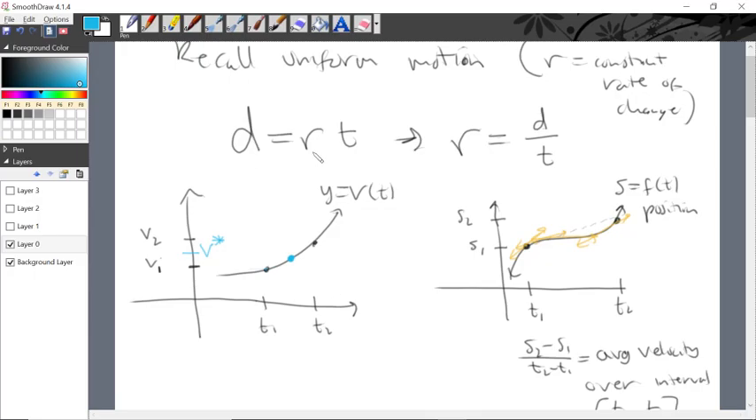Now, according to this formula right here, d is equal to r times t. If we take a velocity, which is the rate of change right here, and if we multiply it by the amount of time we are traveling at that velocity, we would get a distance. So again, if we take our v star, which is our approximation for the velocity, and multiply it by the total amount of time we are at that velocity.